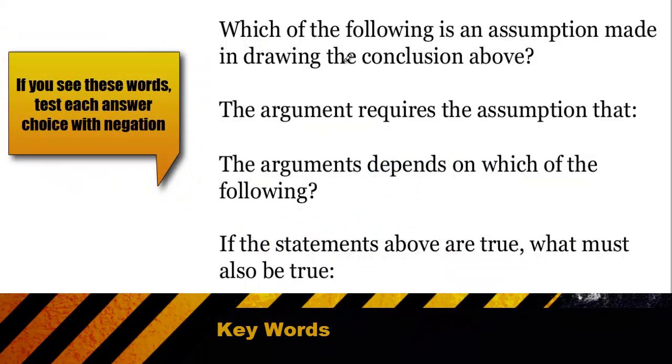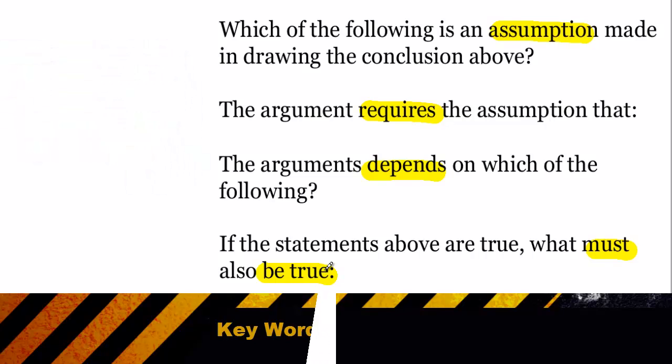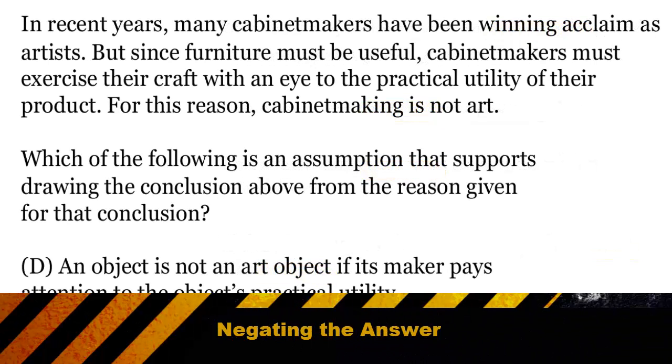There are a few key words that let you know when the question is actually asking you for a necessary assumption. If you see the word assumption, or requires, or depends on, or which of the following must be true, those are 4 ways of asking for a necessary assumption, which means when you check to see if something is necessary, you can simply ask yourself, well, what happens if that statement is not true? Does it challenge the conclusion? And here's how you would do this on your exam.